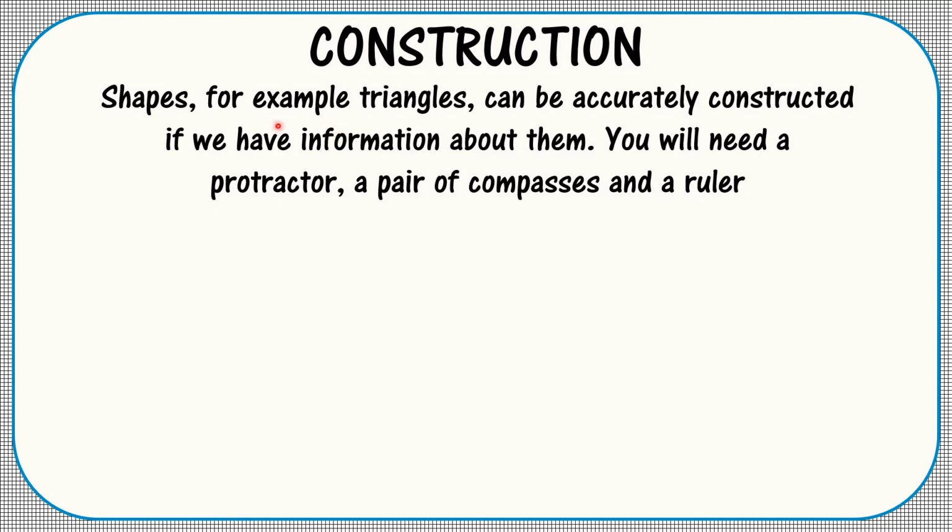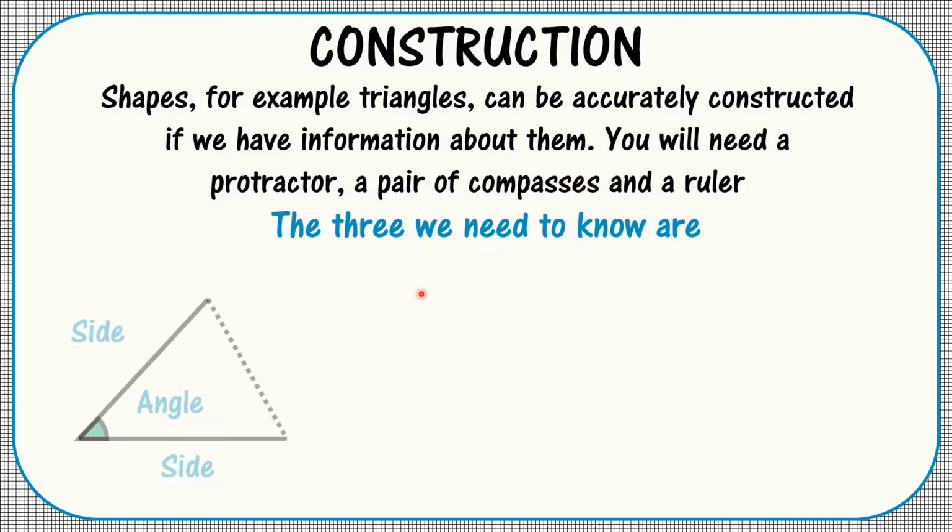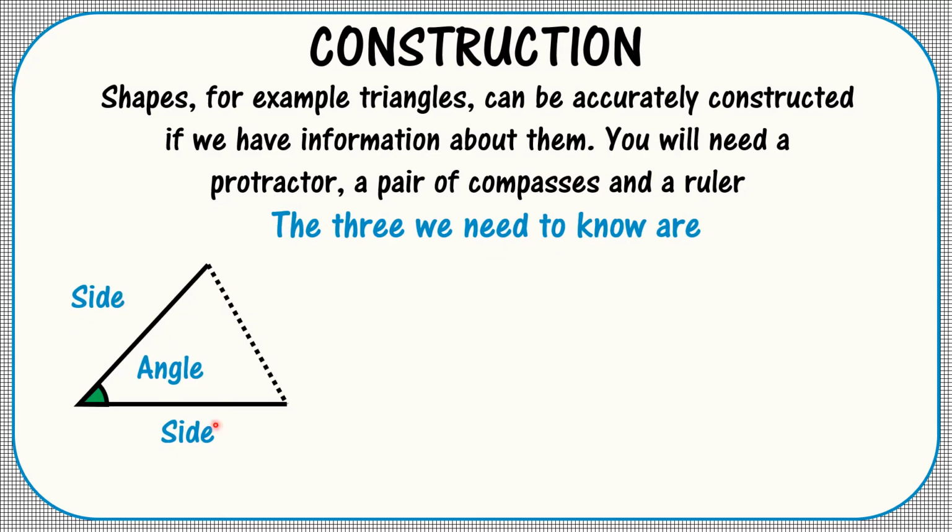So what we are basically saying is that we can construct triangles if we have some information about them. The three that we need to know are side, angle, side. So this is the information we have about this triangle. If we have a side, another side, and the included angle, i.e. the angle in between, then we can construct this triangle. What you need to understand is that this can be abbreviated as SAS.